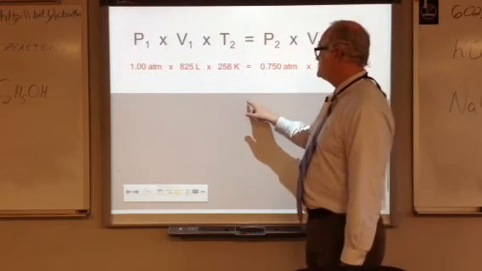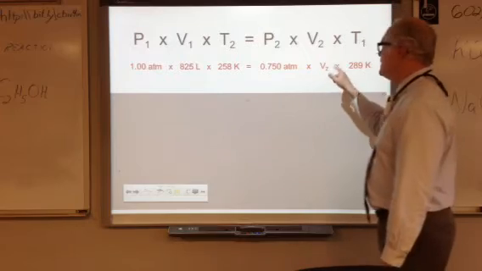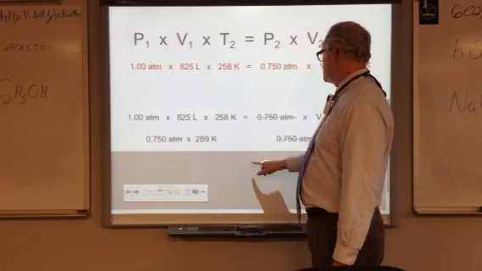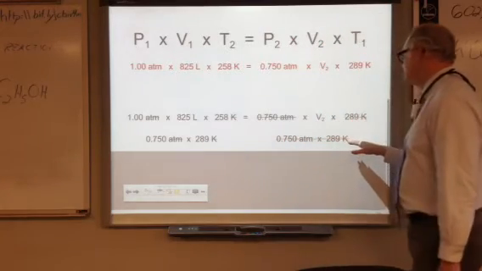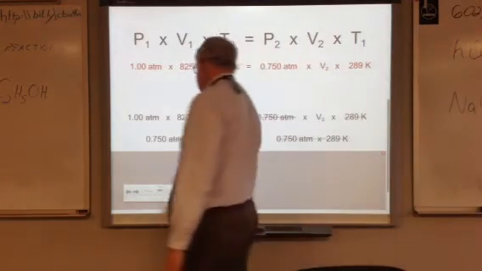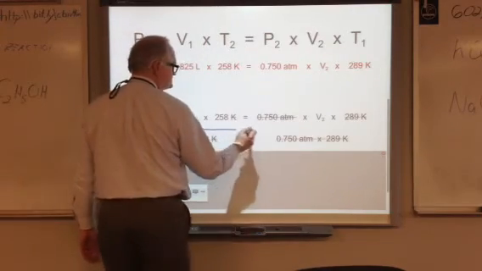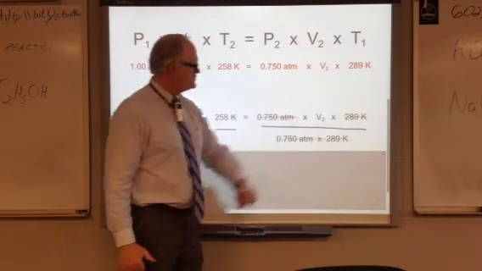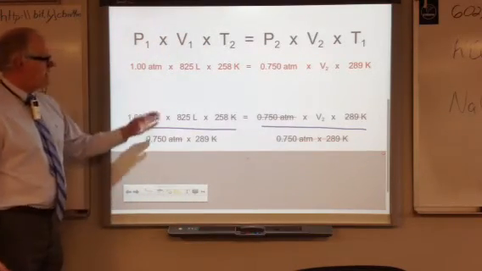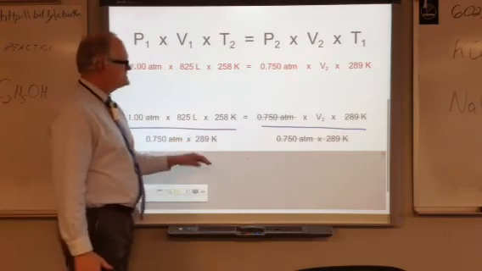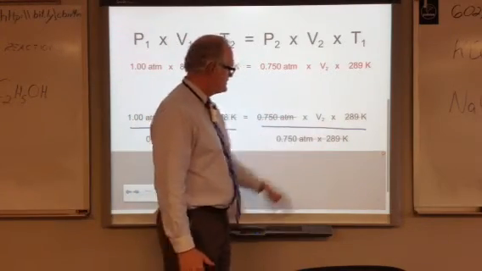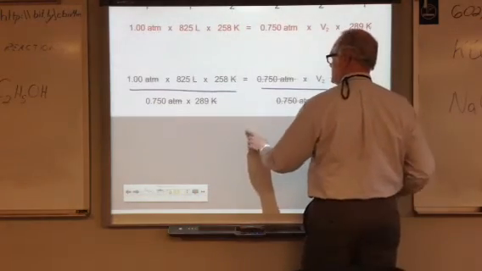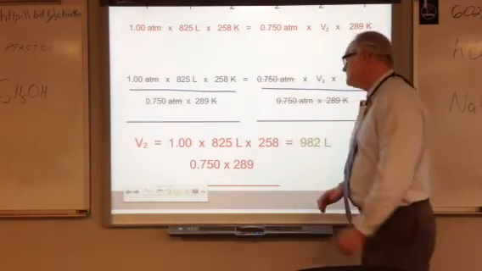Okay, so now we're going to take this equation and isolate our unknown, V2. We can do that by dividing both sides of this equation by 0.75 atmospheres. And we're also going to divide by 289 Kelvin. We do that, we can cancel out some units of measure on this side of the equation, and we can cancel out some terms on that side of the equation. And what do we end up with? We end up with something that looks like this.